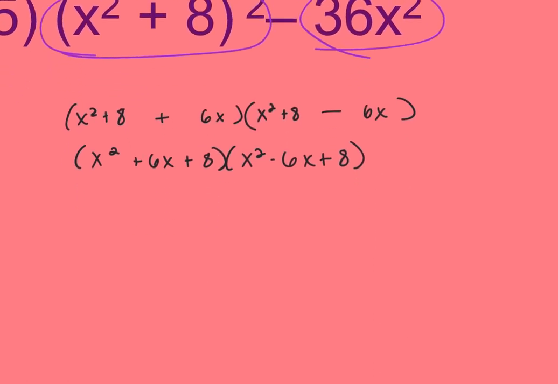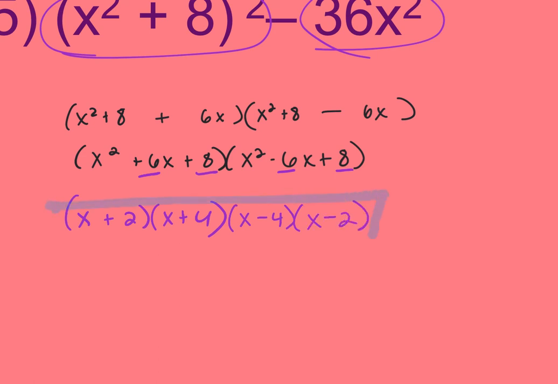Are there factors of positive 8 that sum to positive 6? What are they? 4 and 2. X plus 2, x plus 4, or x plus 4, x plus 2. That doesn't matter. Are there factors of positive 8 that sum to negative 6? Wait. Negative 4 and negative 2. And that is as factored as you can get it. So every single one you've got to check to see if you can keep going.